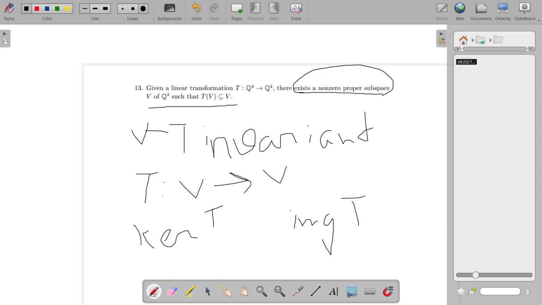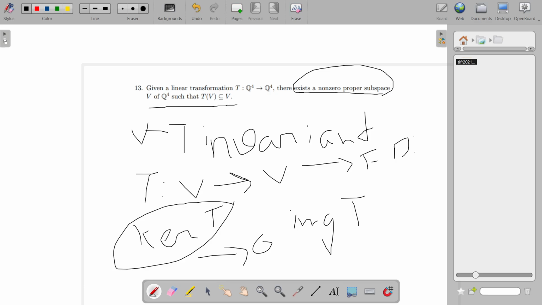But what might happen is that suppose we have kernel T to be zero. Then it will be an injective map, and since V is an FDVS, a finite dimensional vector space, if T is injective, then T will be surjective, basically an isomorphism, bijective. So image T will be the whole space. So we might not get any non-zero proper subspace. So basically we have to find a T such that there does not exist a non-zero proper subspace.